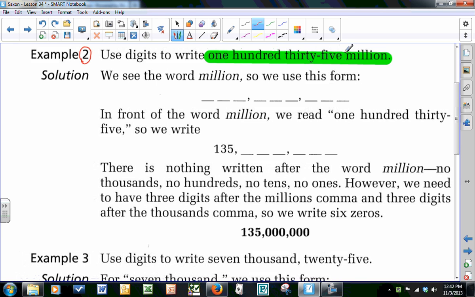135 million. Okay, here is the place value word, million. And we know that million has not 6 digits in it, but this one's going to have 9. That's right, because it's 100 million. So you're going to draw your lines. After you read, you draw your lines. 1, 2, 3, zoop. 1, 2, 3, zoop. 1, 2, 3. Okay? After you read, that's the first step.